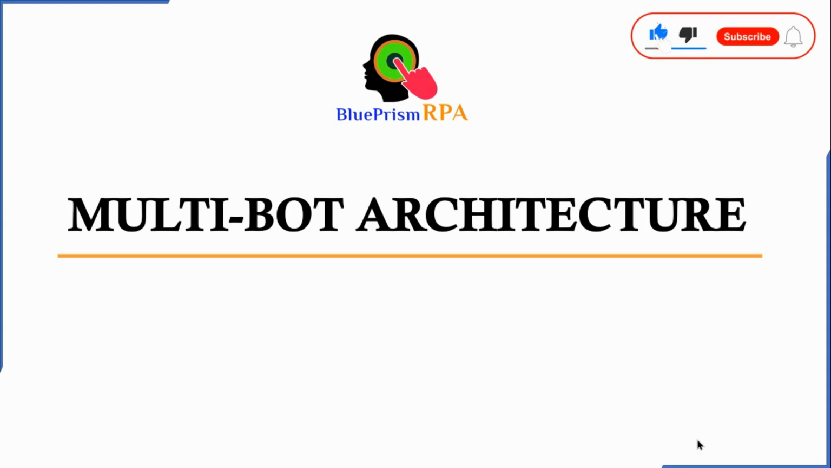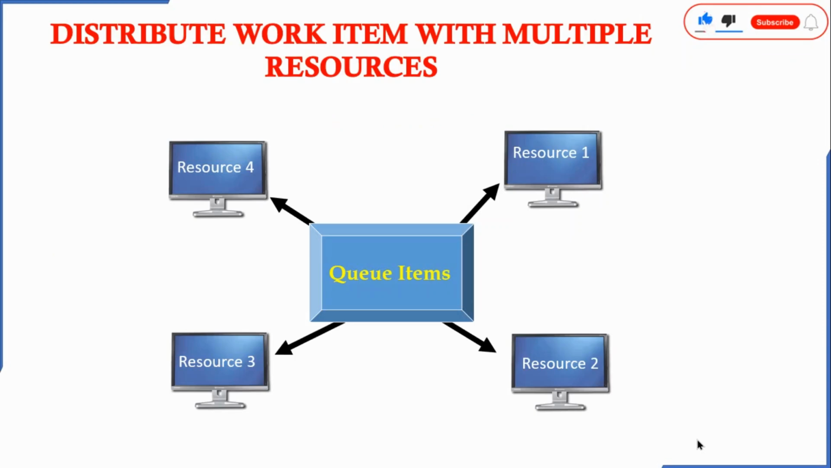Then you have to make some changes to your project so that multiple resources can hit that specific item or specific Excel and then work on that one, right? So today I am going to show you that. We'll see how to distribute work items across multiple resources. You can see we have one queue of items and we are going to assign this data to multiple resources here. Let me open Studio and then I can show you.